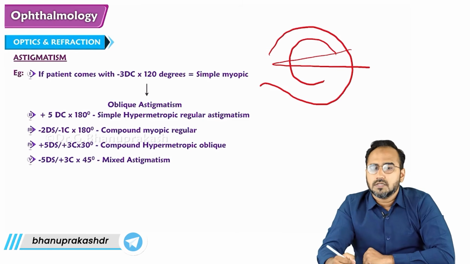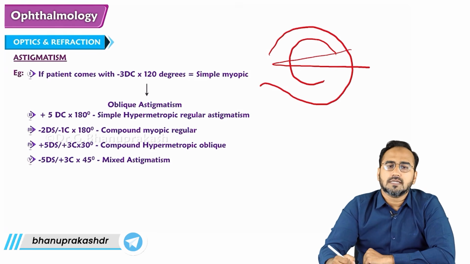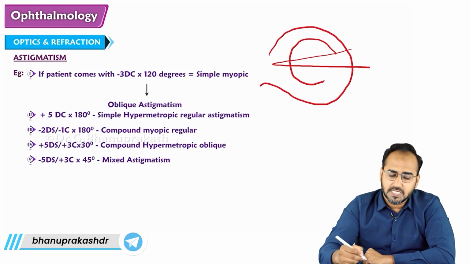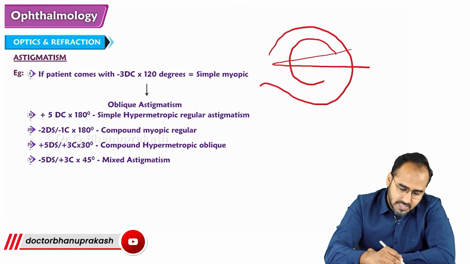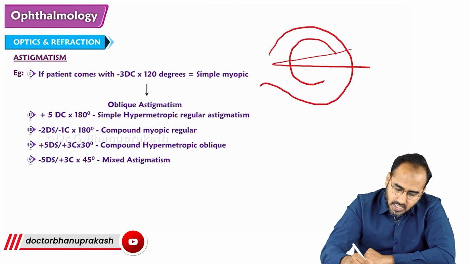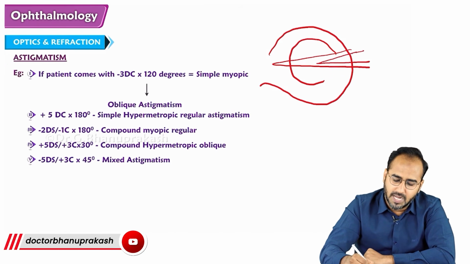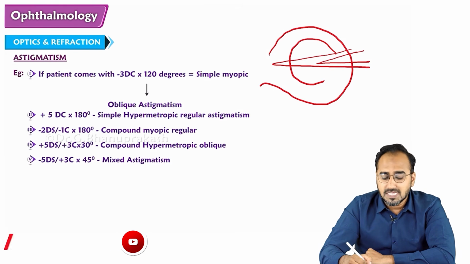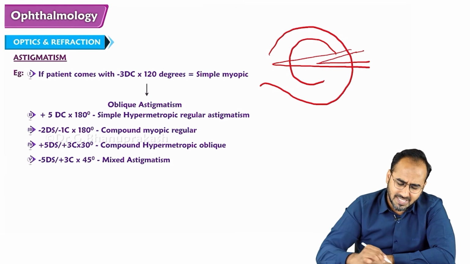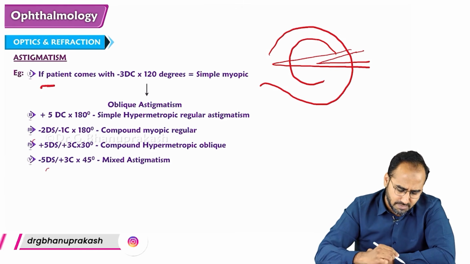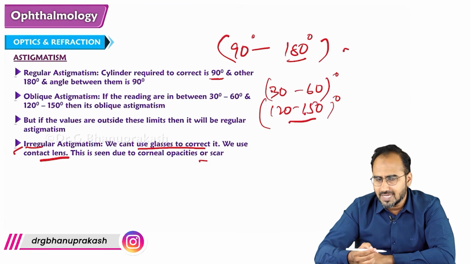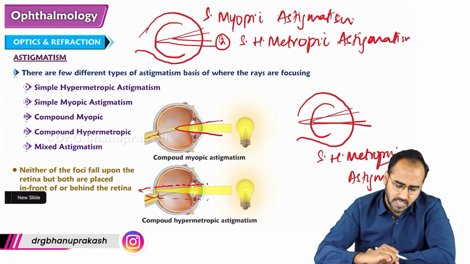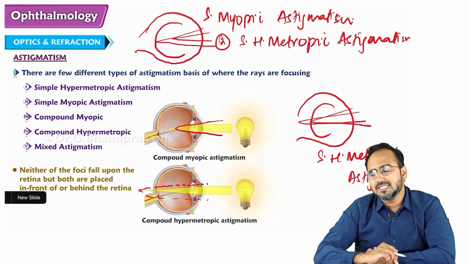Look over here, guys. Mixed astigmatism means what? One light ray is focusing behind the retina and one light ray is focusing before the retina. That is, myopia and hypermetropia both are seen. That is called mixed astigmatism. So, these are the glasses which are required for astigmatism management. But depending upon the glasses also, we can say whether it is simple myopic, oblique, regular or irregular astigmatism.